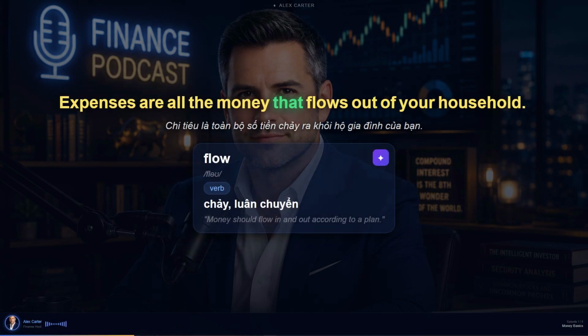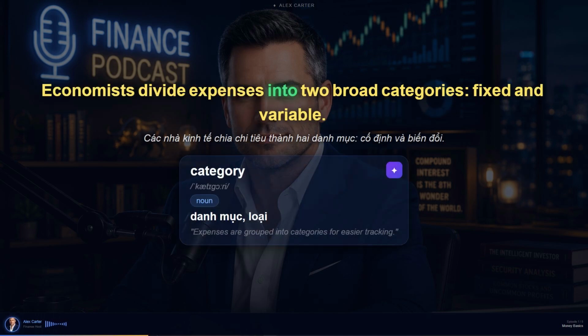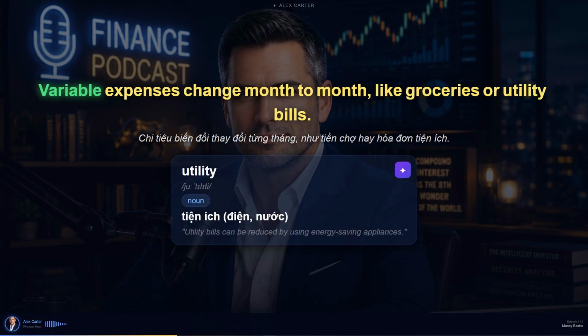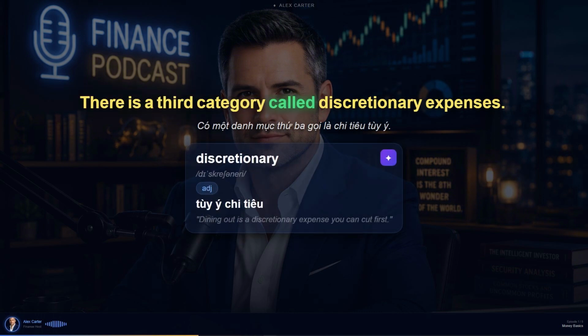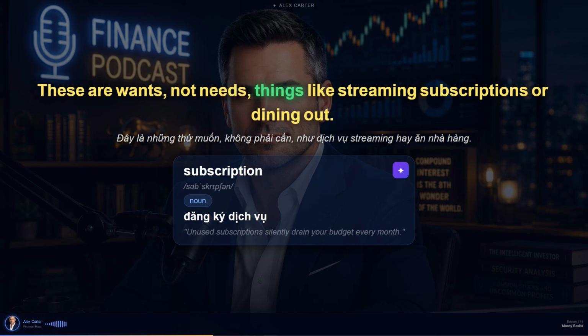Expenses are all the money that flows out of your household. Economists divide expenses into 2 broad categories, fixed and variable. Fixed expenses stay the same every month. Think rent, loan payments, insurance. Variable expenses change month to month, like groceries or utility bills. There is a third category called discretionary expenses. These are wants, not needs, things like streaming subscriptions or dining out.